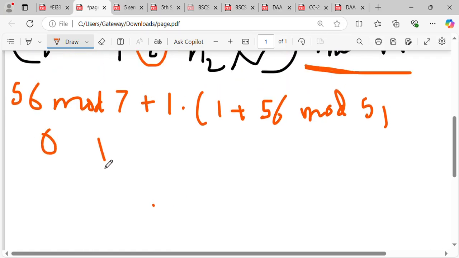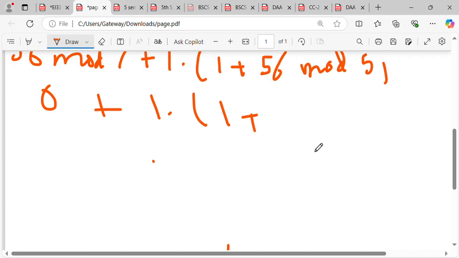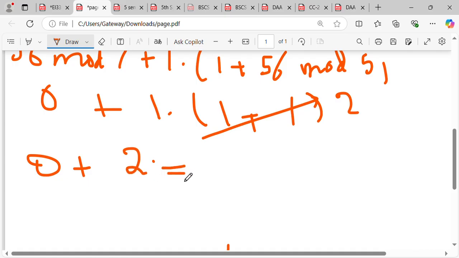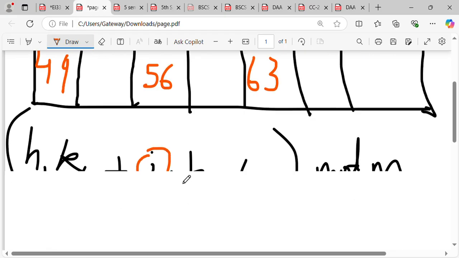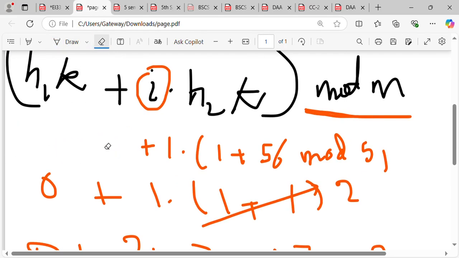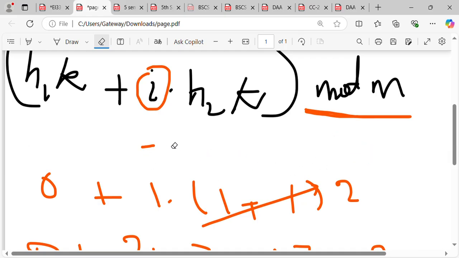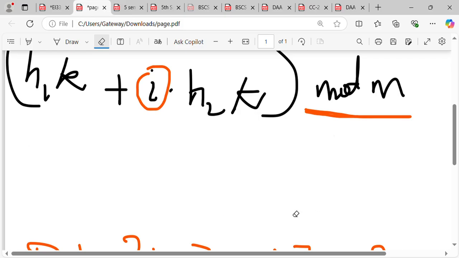So this is 0 plus 1 times (1 plus 56 mod 5). Five 10s are 50, five 11s are 55, so that will give us 1, right? So 0 plus 1 times 2 gives us 2. Then mod 7, this will give us 2. So the second index would have 56. Easy peasy, right? So we can find it this way.